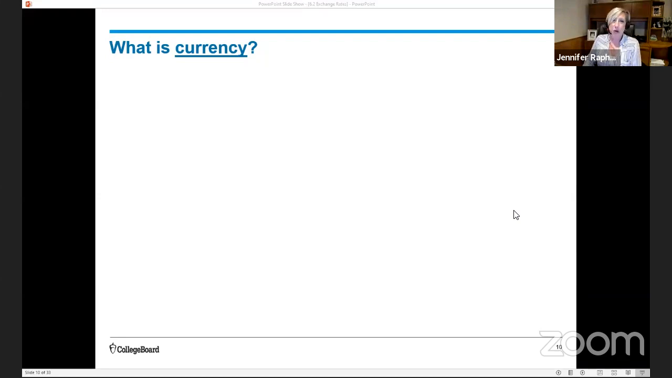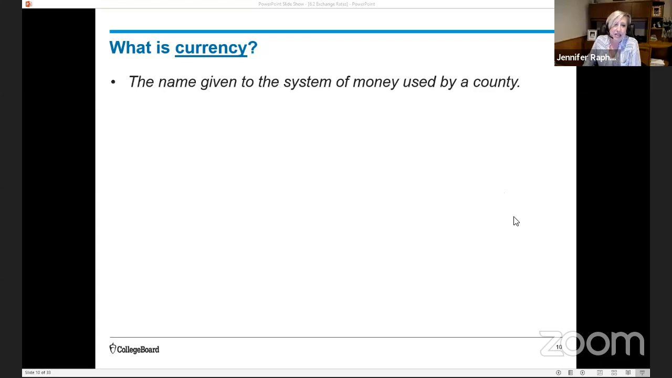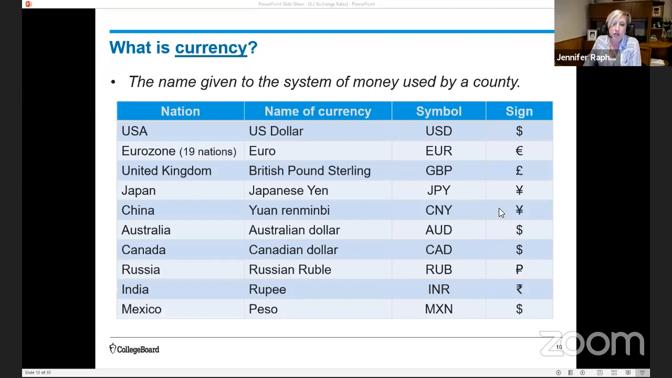All right, so first of all, what is currency? Well, we need to know what currency is before we learn what an exchange rate is. And it's basically the name given to the system of money that's used by a country. So you are certainly aware that in the United States, the currency is the US dollar. The Eurozone currency is called the euro. In the United Kingdom, the name of the currency is the British pound sterling, and so on.